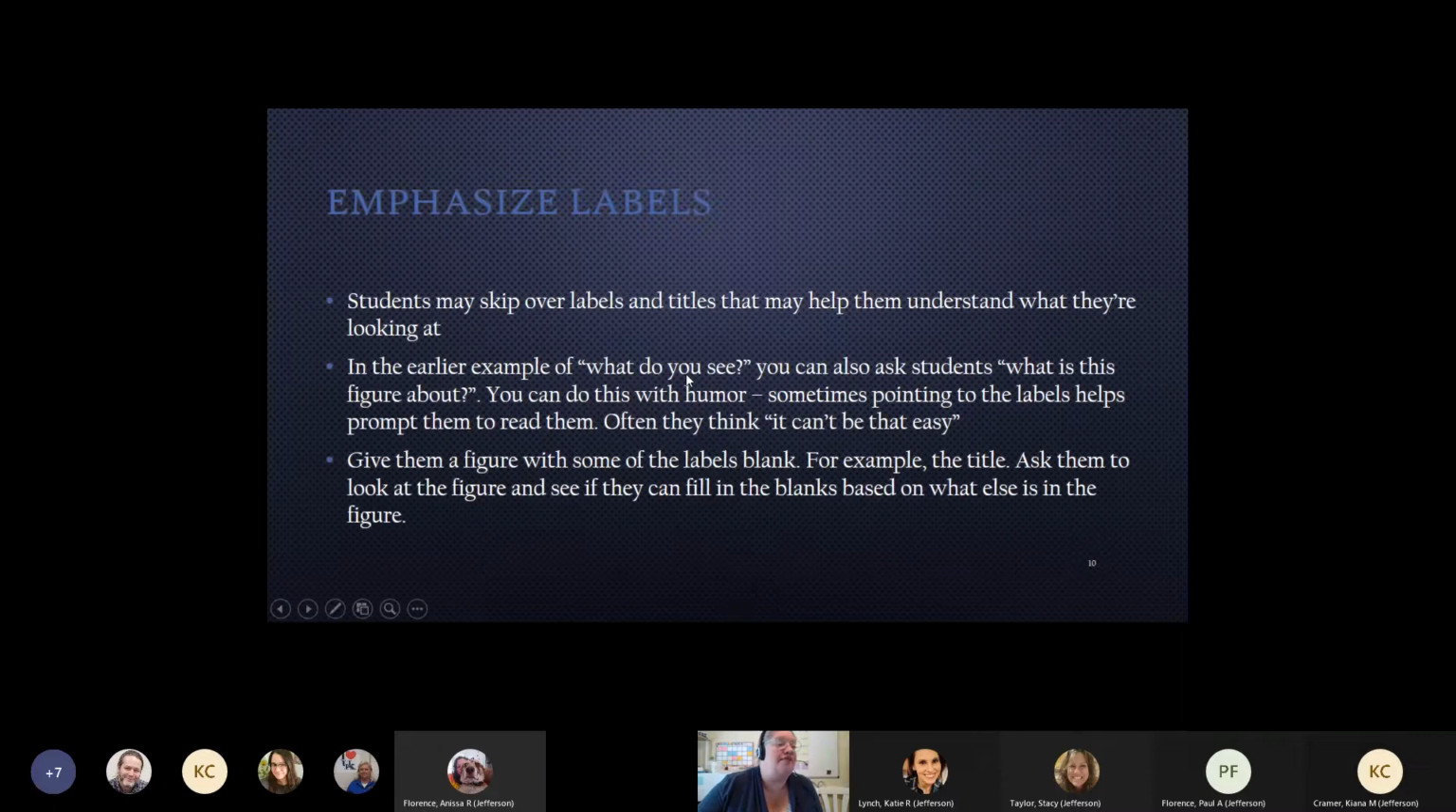So in addition to talking about what do you see here, you can guide them and facilitate their reading of the labels to try to orient themselves to this figure. Another way that you can emphasize labels is give them a figure with some of the labels blank. You can ask them to try to fill in some of the labels based on what they can see, and that gets them to an analysis of what's in the figure and trying to figure out by backfilling those labels, they can start to see how your textbook uses labels as an art convention.